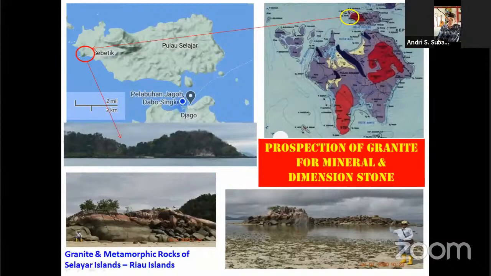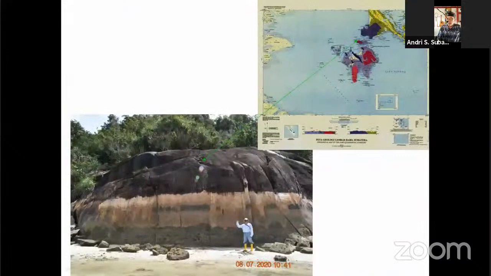So this is the quartz sand from granite in the Selayar area. We have also here some outcrop of granite that maybe can be used for building, and maybe also for dimension stone. This granite is very big, the fracture is very wide, and the spacing is very wide. The granite can be mined in very big blocks.